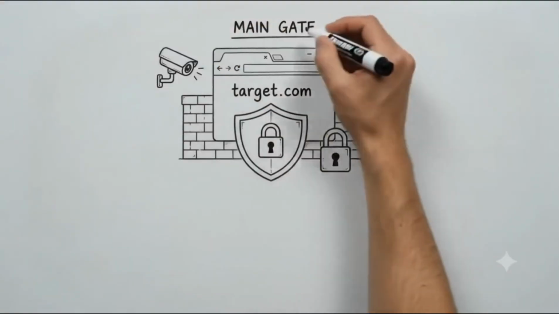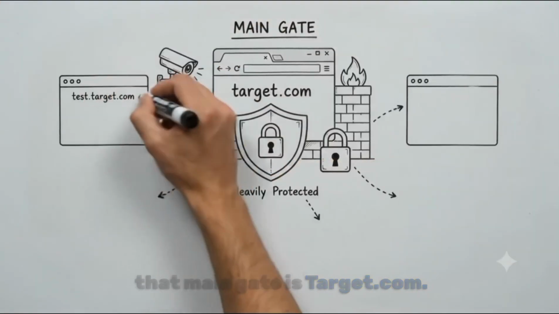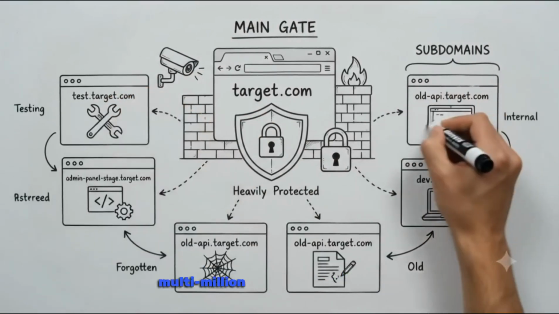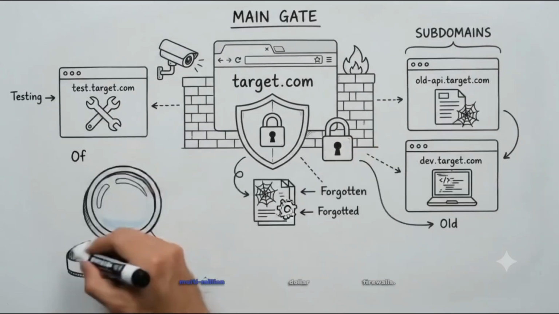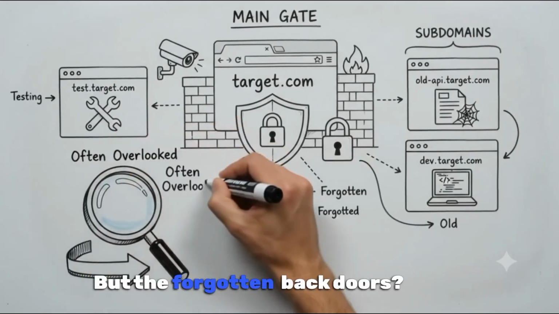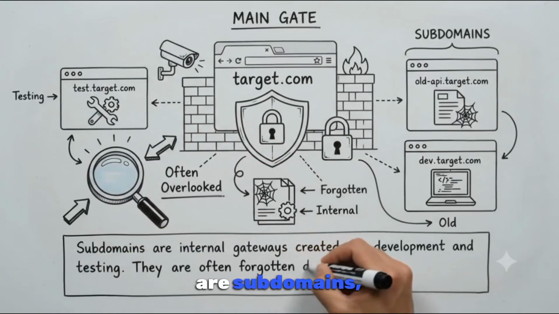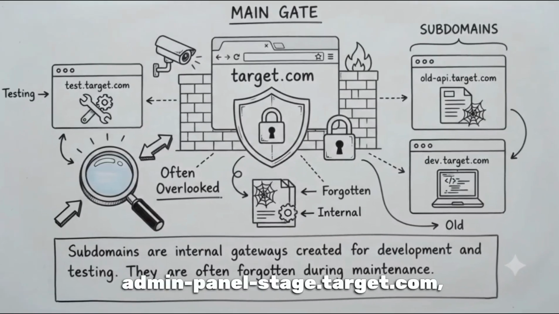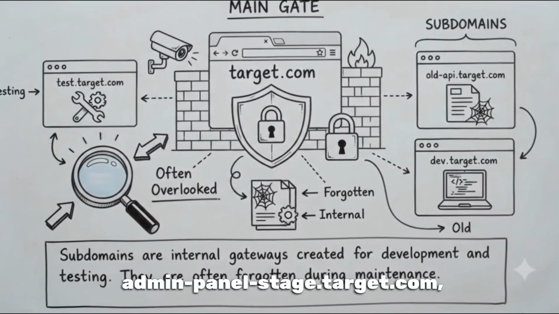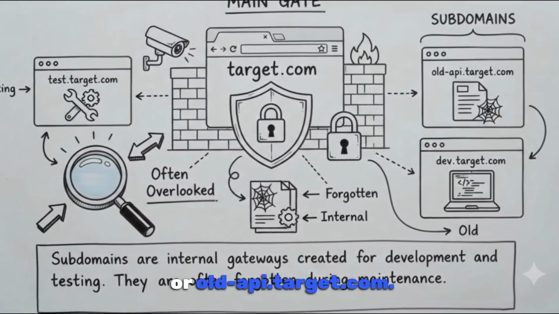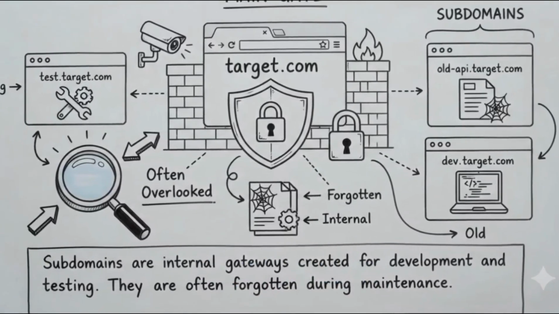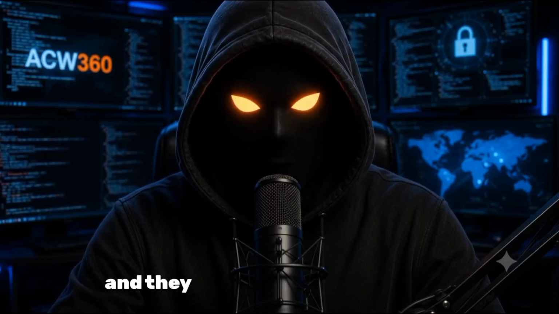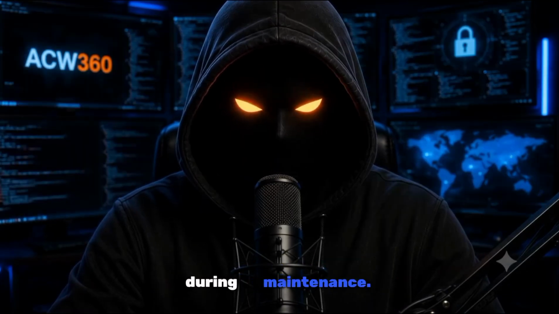In the digital world, that main gate is target.com. It's armored, heavily monitored, and protected by multi-million-dollar firewalls. But the forgotten back doors? Those are subdomains, like test.target.com, admin-panel-stage.target.com, or old-api.target.com. These are internal gateways developers use for testing, and they are frequently overlooked during maintenance.